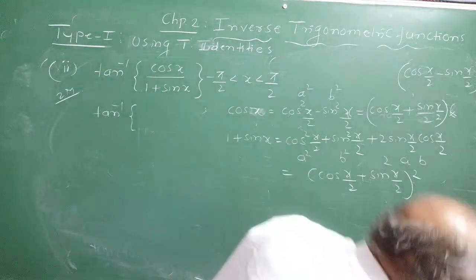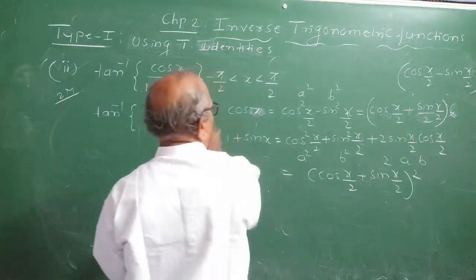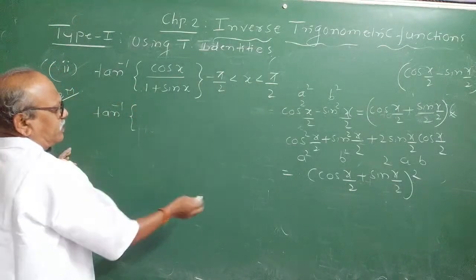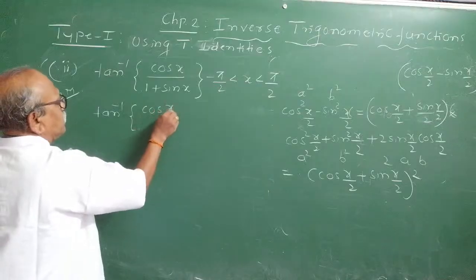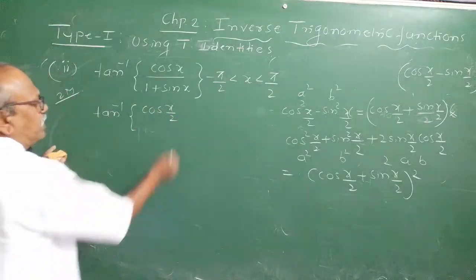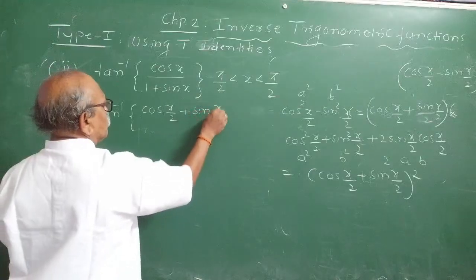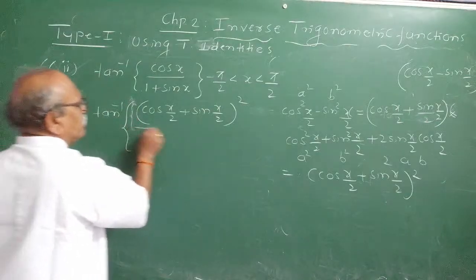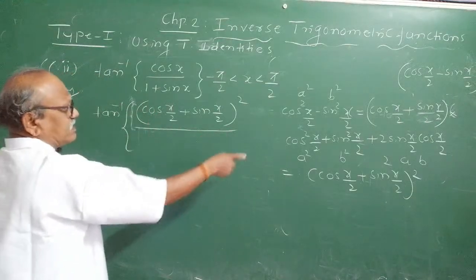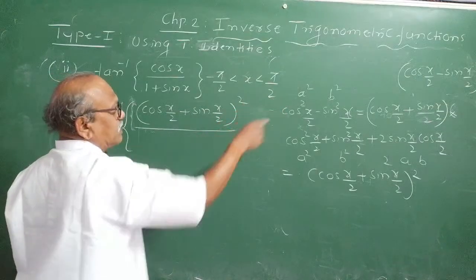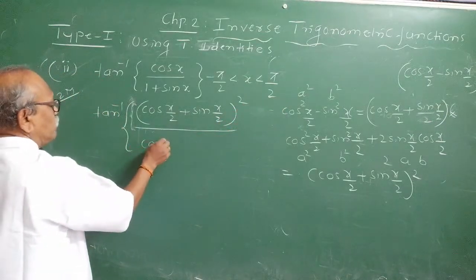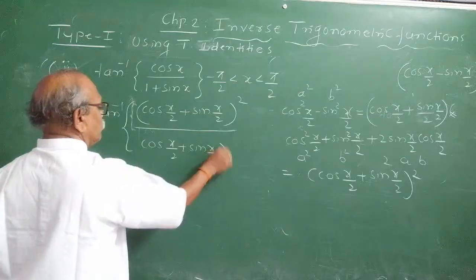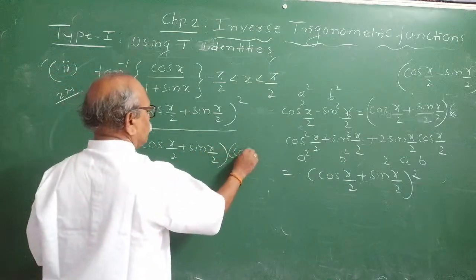Henceforth you remember, 1 plus sin x can be written as cos x by 2 plus sin x by 2, the whole square. Do you agree with me? Divided by 1 plus sin x. Henceforth you remember, cos x can be written as cos square x by 2 minus sin square x by 2, that is cos x by 2 plus sin x by 2 into cos x by 2 minus sin x by 2.